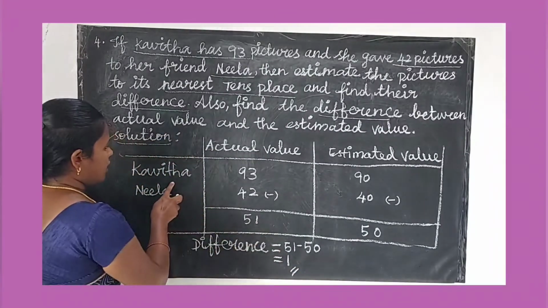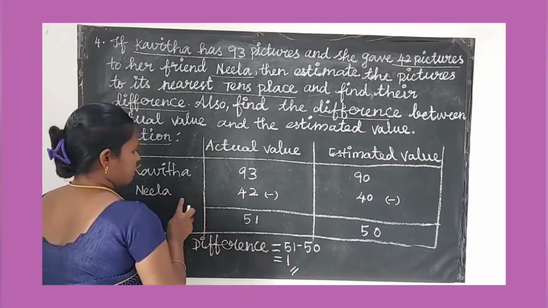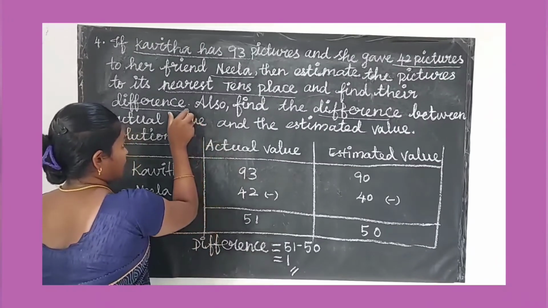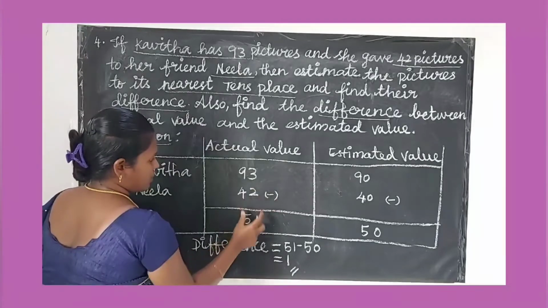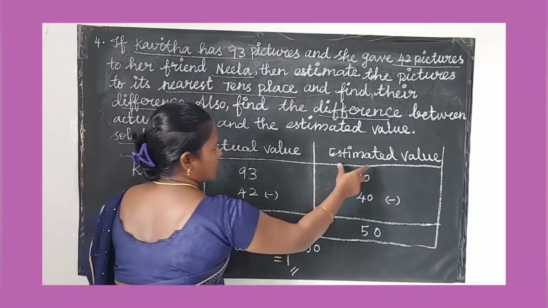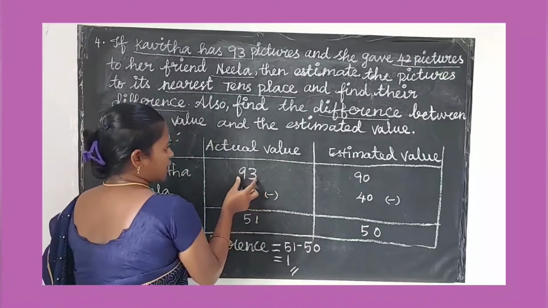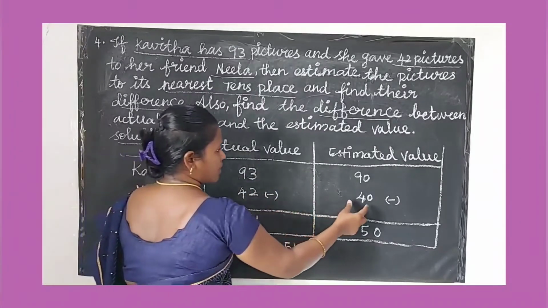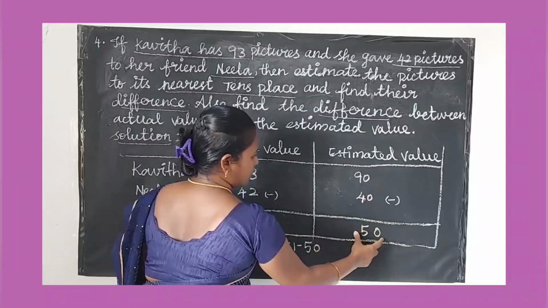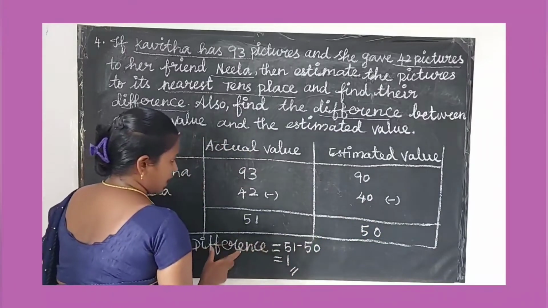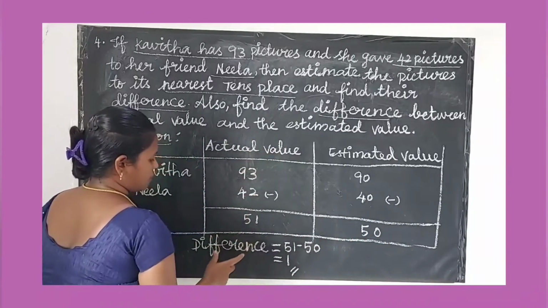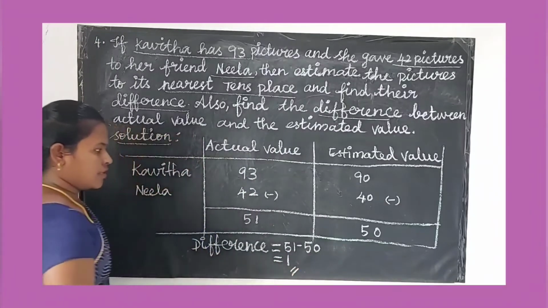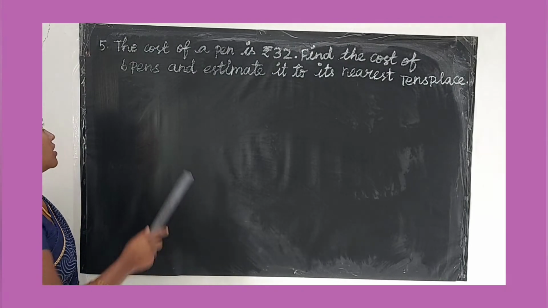So Kavita's picture value is 93 and Neela's picture value is 42. To find the difference means subtraction. So subtract the values, we get 51. For the estimated value, the nearest value, 93 is estimated as 90 and 42 is estimated as 40. Subtract the values, we get 50. Next, for the difference between the actual and estimated value, difference is equal to 51 minus 50, which means we get 1.